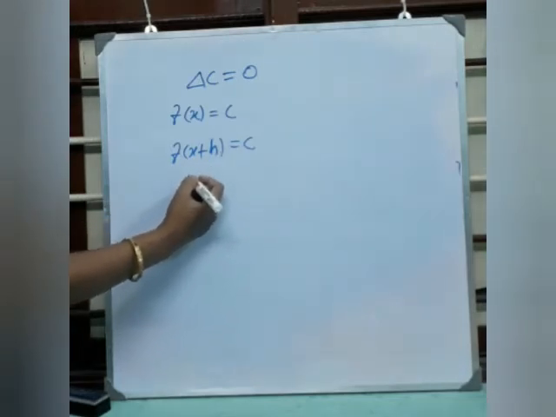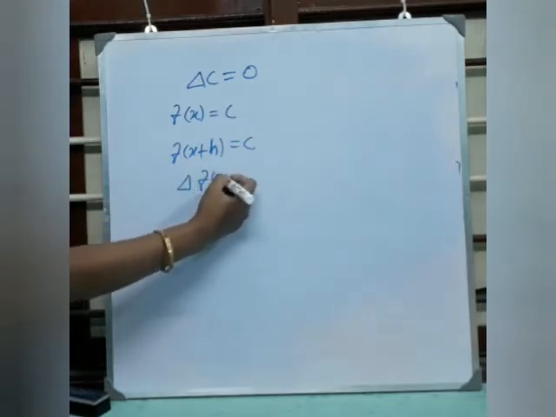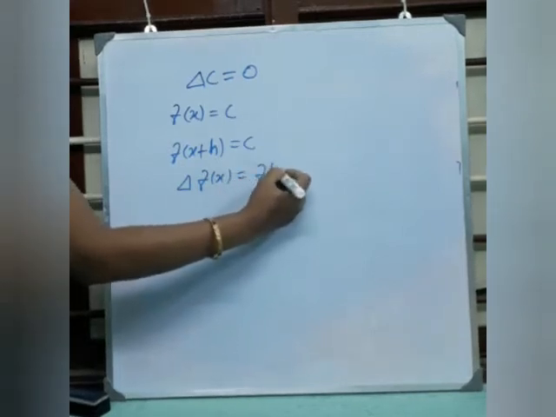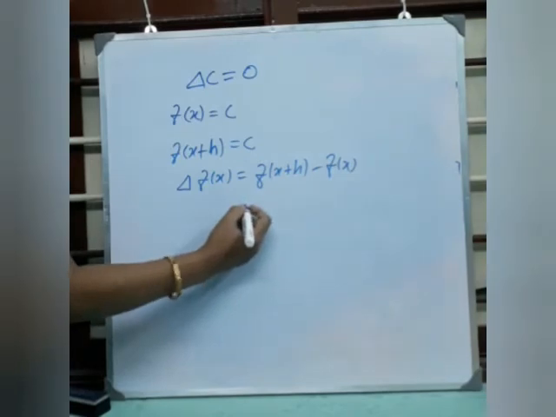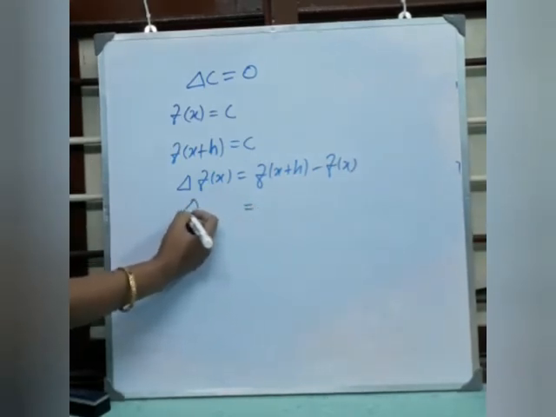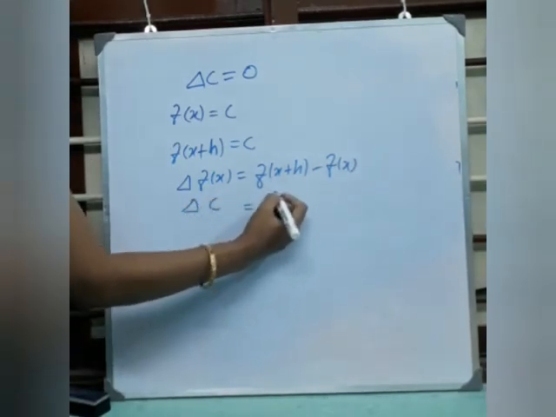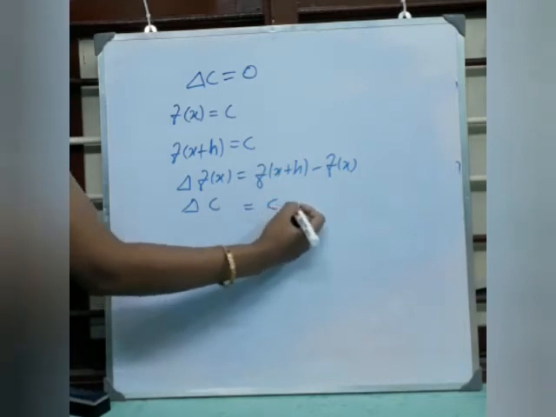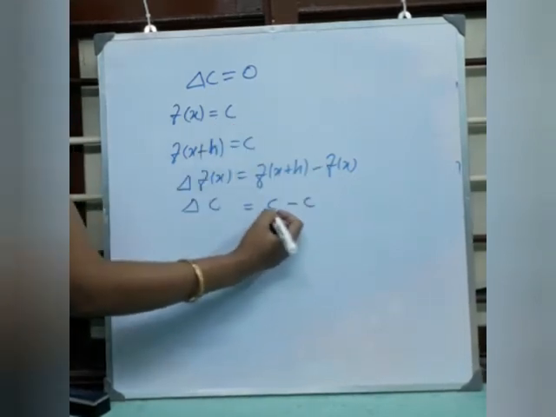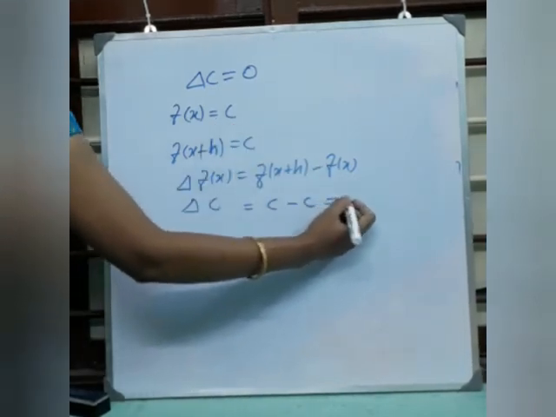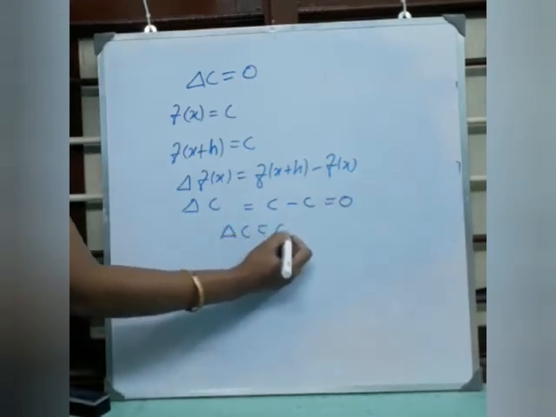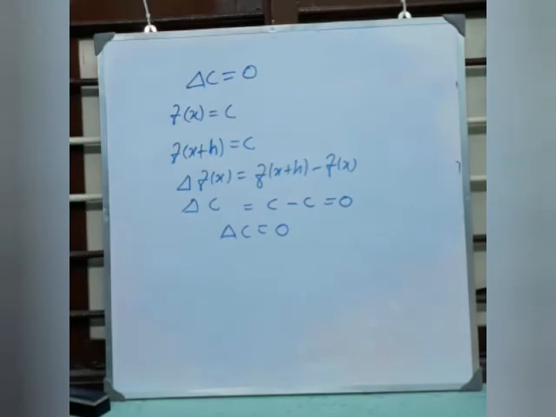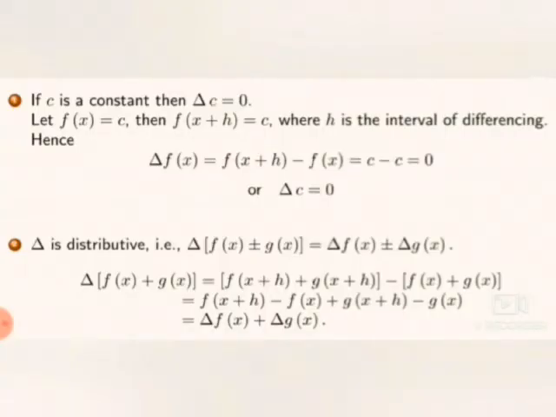Now del of f of x is equal to f of x plus h minus f of x. That means the forward differencing of c is equal to c, the value of f of x plus h, minus c, the value of f of x. So c minus c equals 0. So the forward differencing of c is equal to 0. And let us move on to the next property.